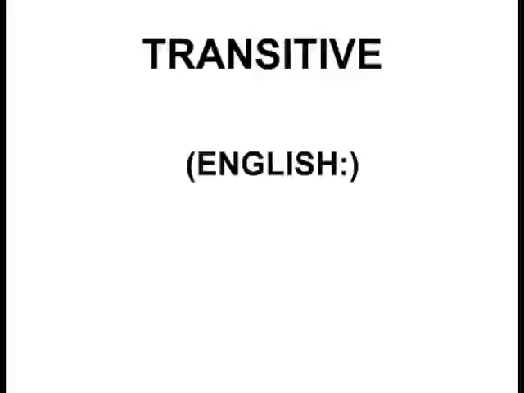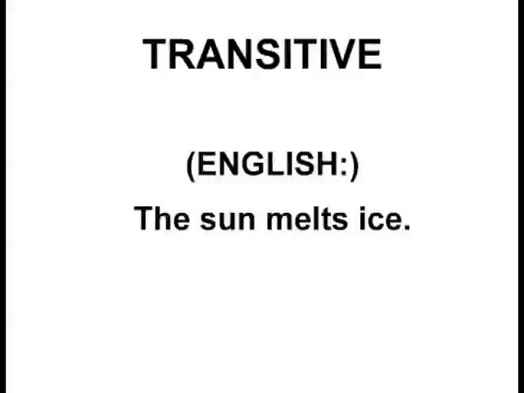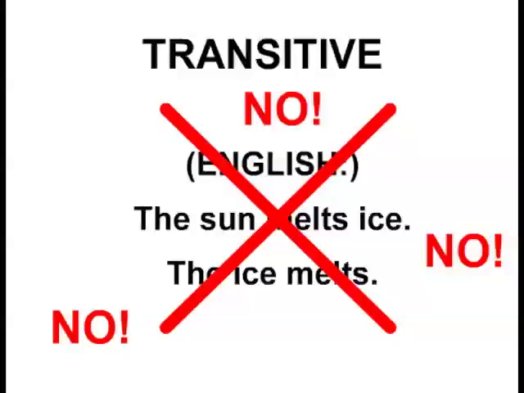Examine these 2 English sentences. The sun melts ice, the ice melts. In the first sentence, melt means cause to become a liquid. In the second sentence, however, melt only means become a liquid. In Pegakibo, verbs never behave like this. Their meanings remain the same whether a direct object is included or excluded.